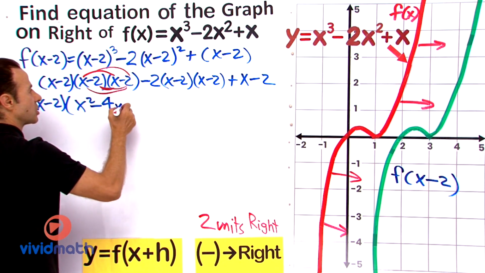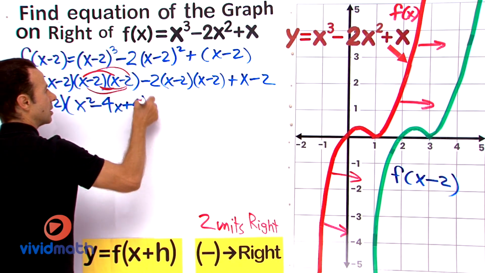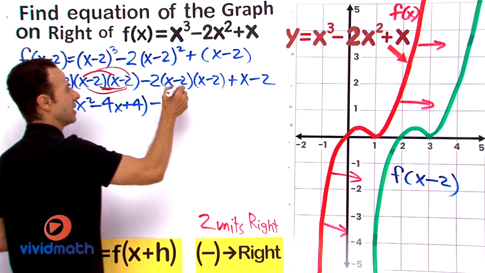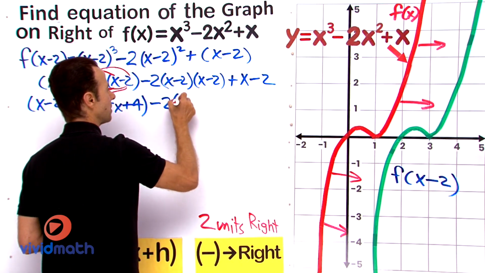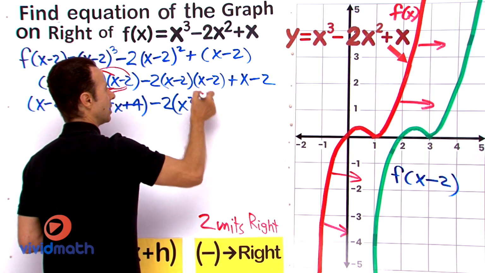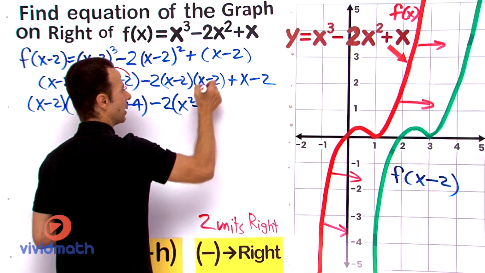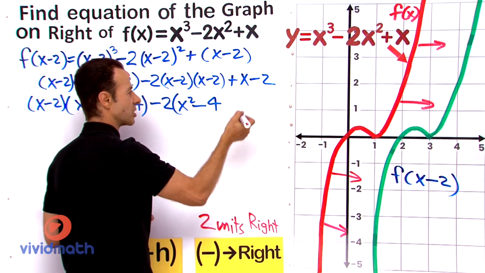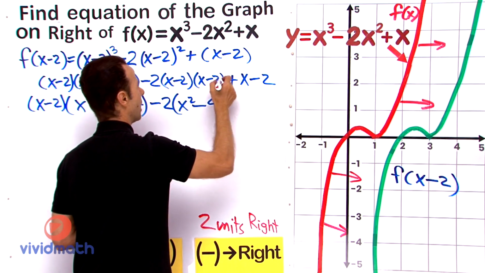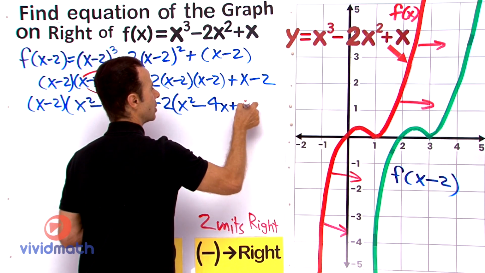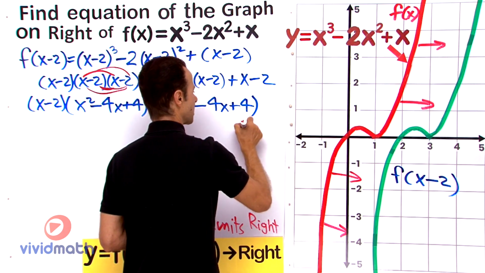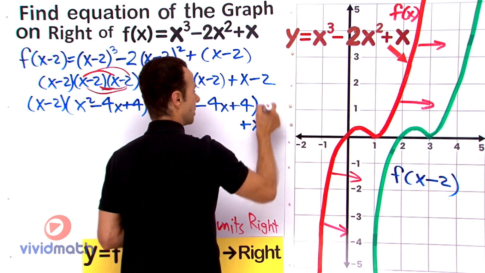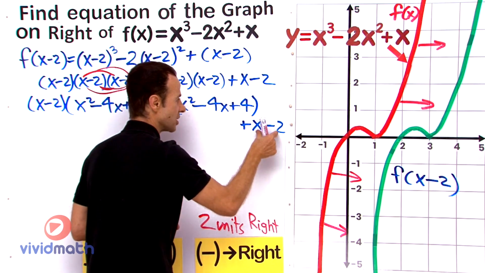Negative 2, it's going to be plus 4. All right, minus, same thing here. X is x squared. So that's going to be minus 2 times x squared. Same thing as this, minus 4x, because minus 2x is minus 4x, plus 4, because negative 2 times negative 2 is plus 4. And then we got plus x minus 2. Just drag and drop these guys down there.